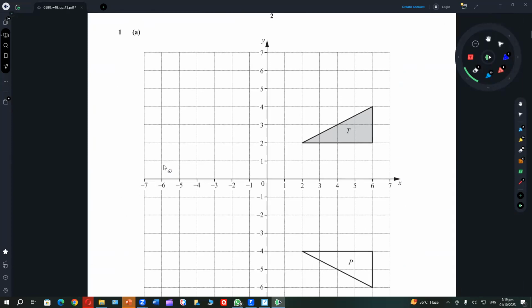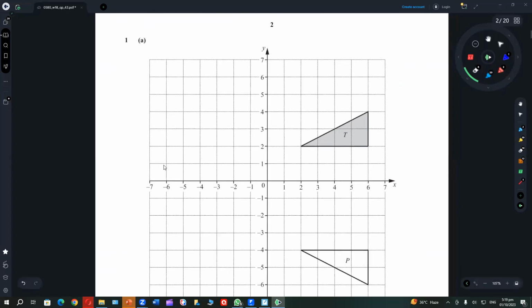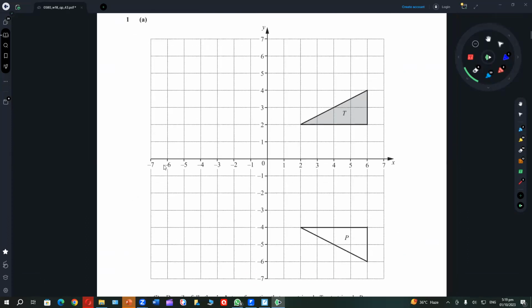Same paper, question number one. If you have a topical book, open this question in your topical book, under the transformation title. Let me know once you get the question. All right, on the transformation unit. Yes, I got it.